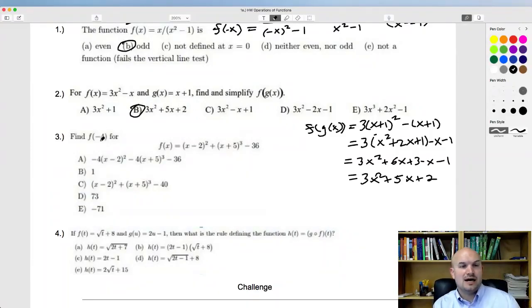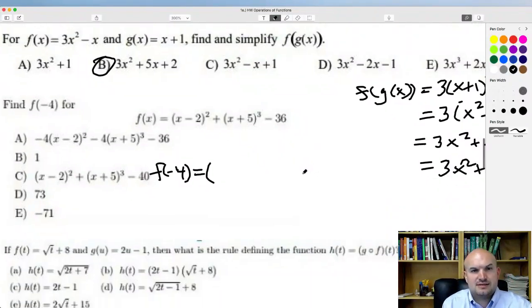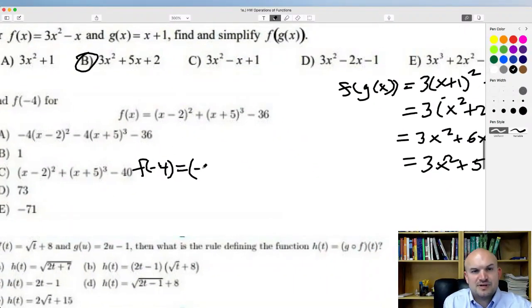Cool. This example is just evaluating for f of negative 4. So basically I'm just going to plug in negative 4 for every single time I see an x. And we have to follow a little order of operations here. So I'm going to put parentheses around this so I don't make the mistake of some operations. So negative 4 minus 2. And you can see every single time I replaced an x with a negative 4.